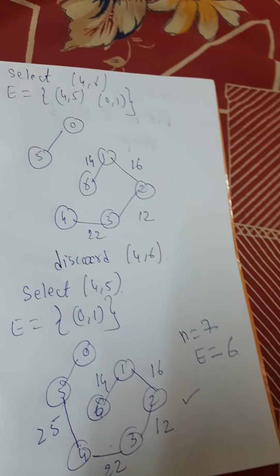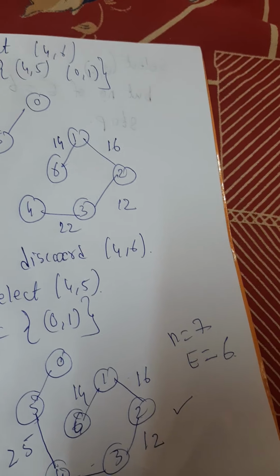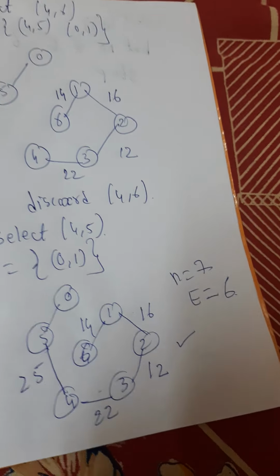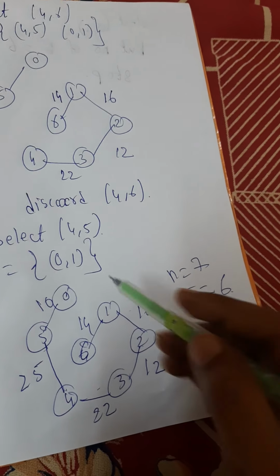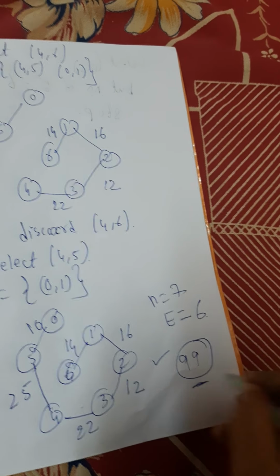So if you add all the weights, the cost will be 99. So this is 0 5, how much? 0 5, this is 10. So if you add 10 plus 25 plus all, the minimum cost spanning tree of this is 99.